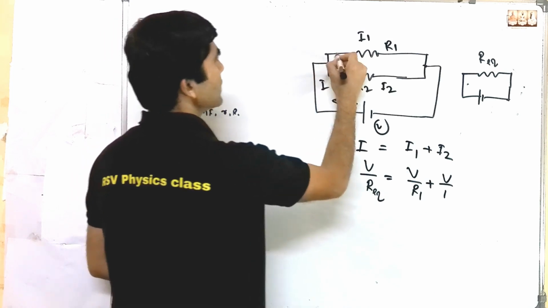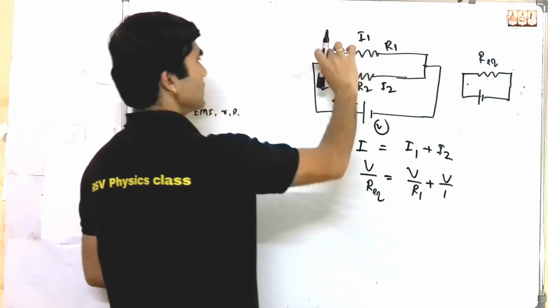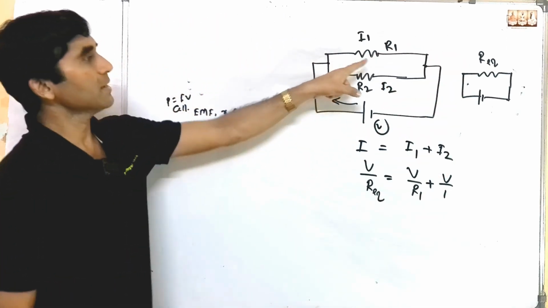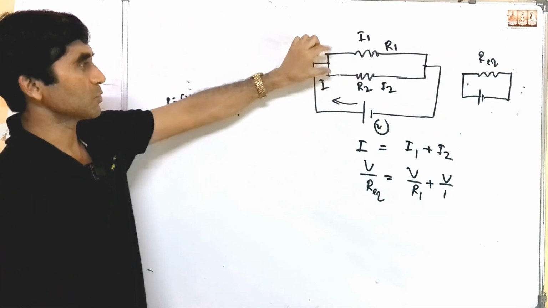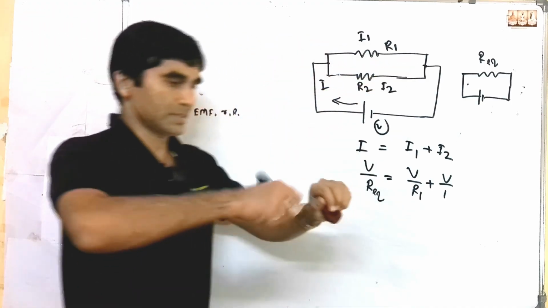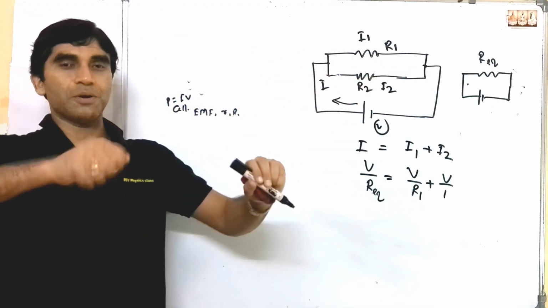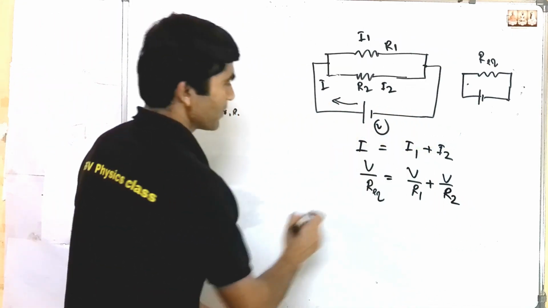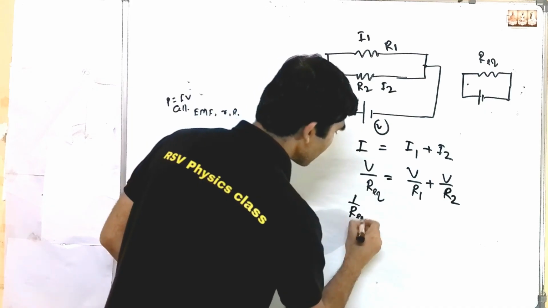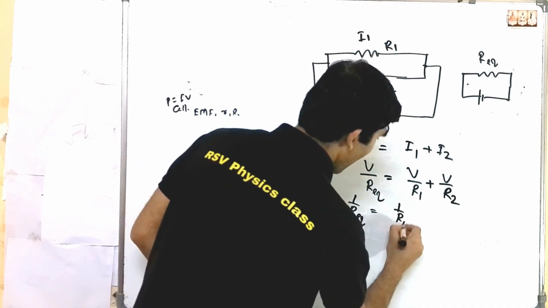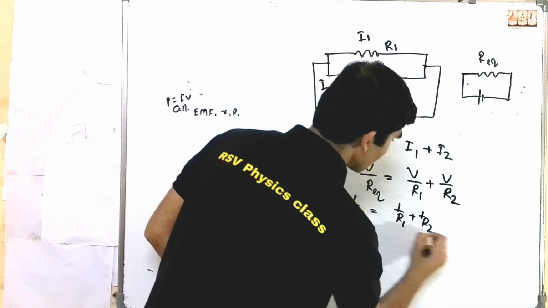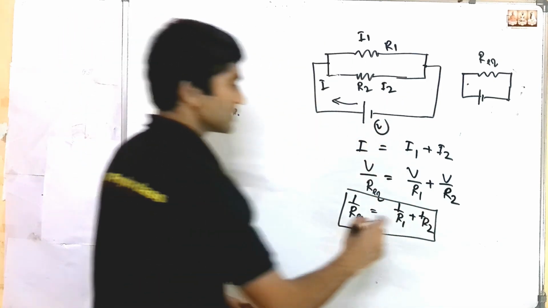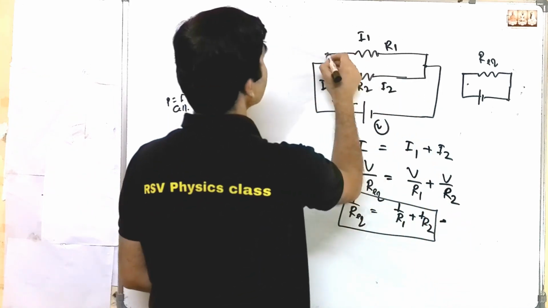This is the parallel combination: the initial points and end points of both resistances are connected in a joint. You are just welding them, tightly binding them. So 1 upon R equivalent equals 1 upon R1 plus 1 upon R2. This is the equivalent resistance of the combination.